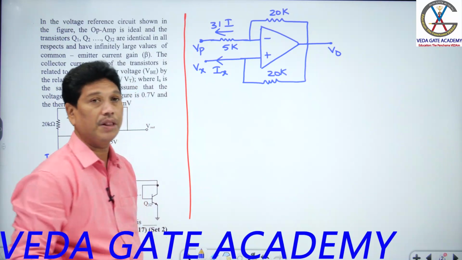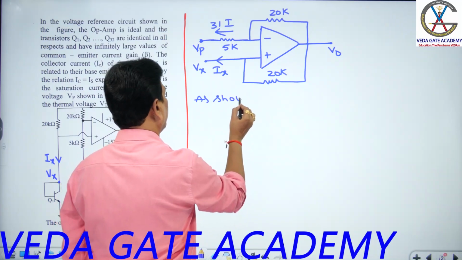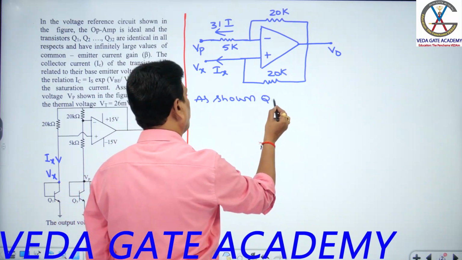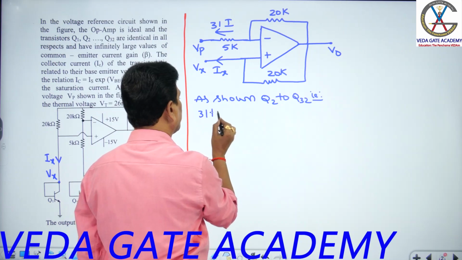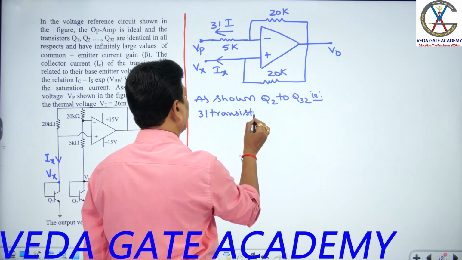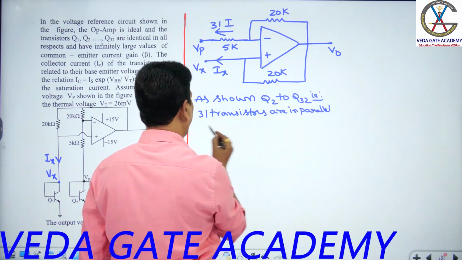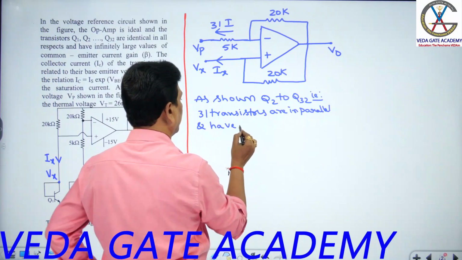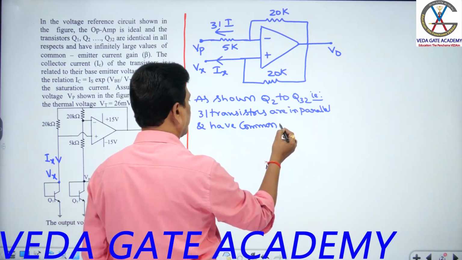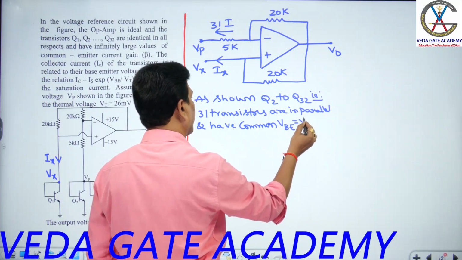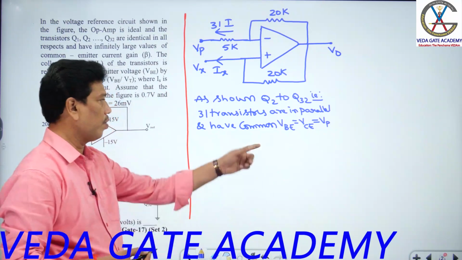Now I can examine this one, as shown. Q2 to Q32, that is 31 transistors, are in parallel and have a common VBE, equal to VB equal to VC, nothing but equal to VCE equal to Vp. That I already know equals 0.7 volt.